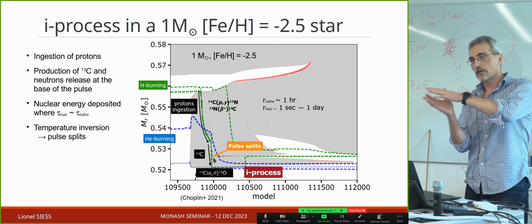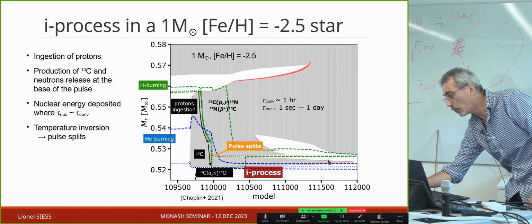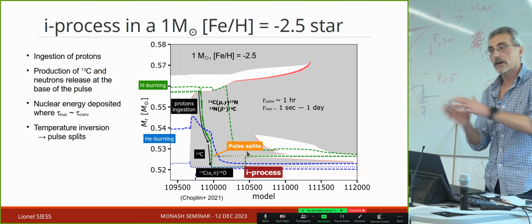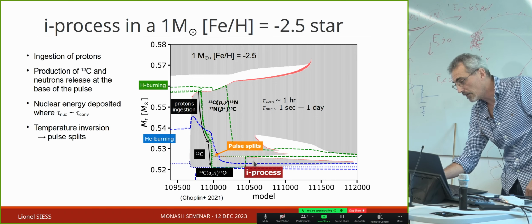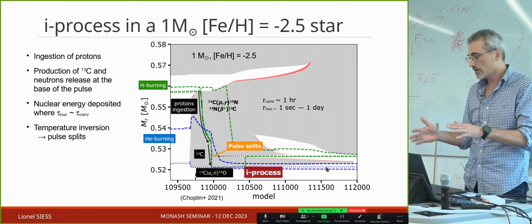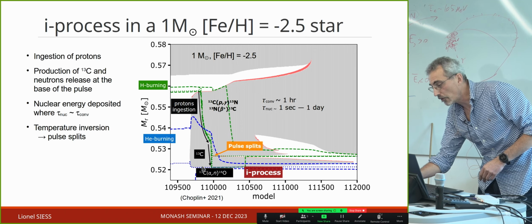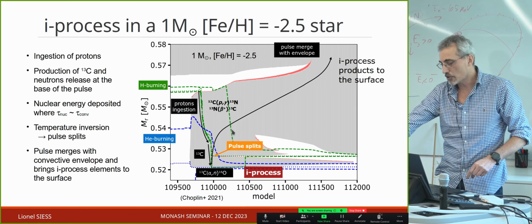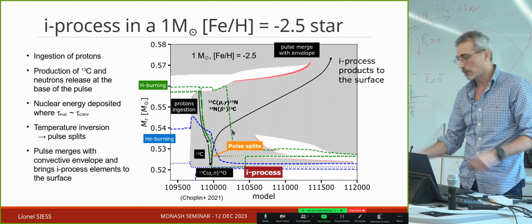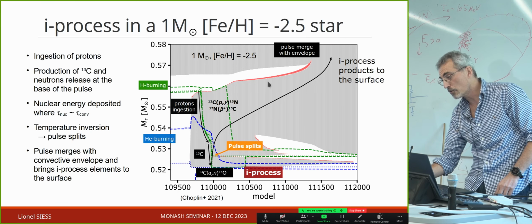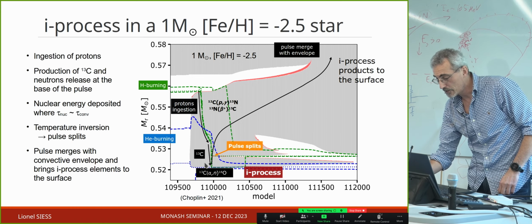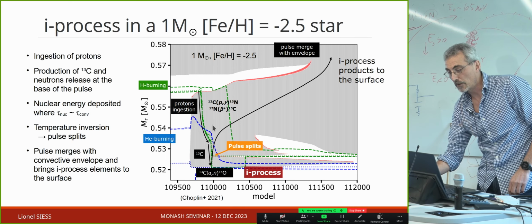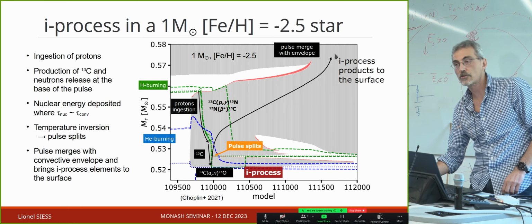So that's where the pulse splits. You can see that there is a lower tongue here, and there is stuff above that remains convective. But the two are now disconnected. Okay? So in the bottom layer, nucleosynthesis still proceeds, but it will never reach the surface. But at the top, because of the large amount of energy that is released, there is a reaction of the star, and the convective pulse grows in mass and eventually merges with the envelope. So all the heavy-process elements that have been produced at the base of the pulse are mixed into the convective envelope, and eventually they can reach the surface of the star.